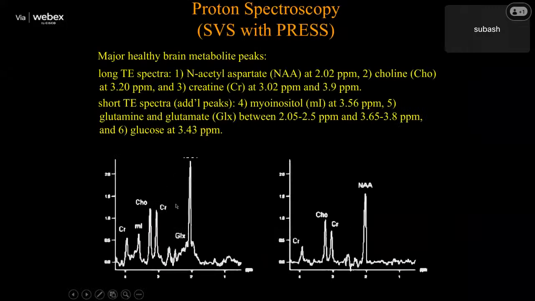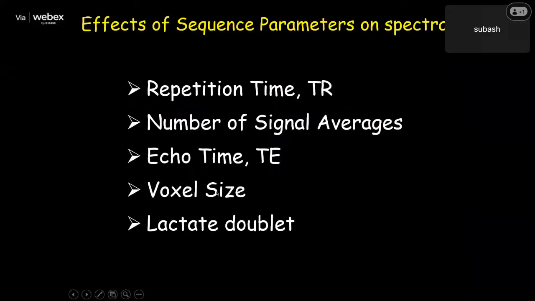So now you can see the SVS using PRESS. This is a PRESS sequence where you can't have short echo times, so you see only a few metabolites. When you use a short echo time STEAM, you can see a lot of metabolites in this sequence.